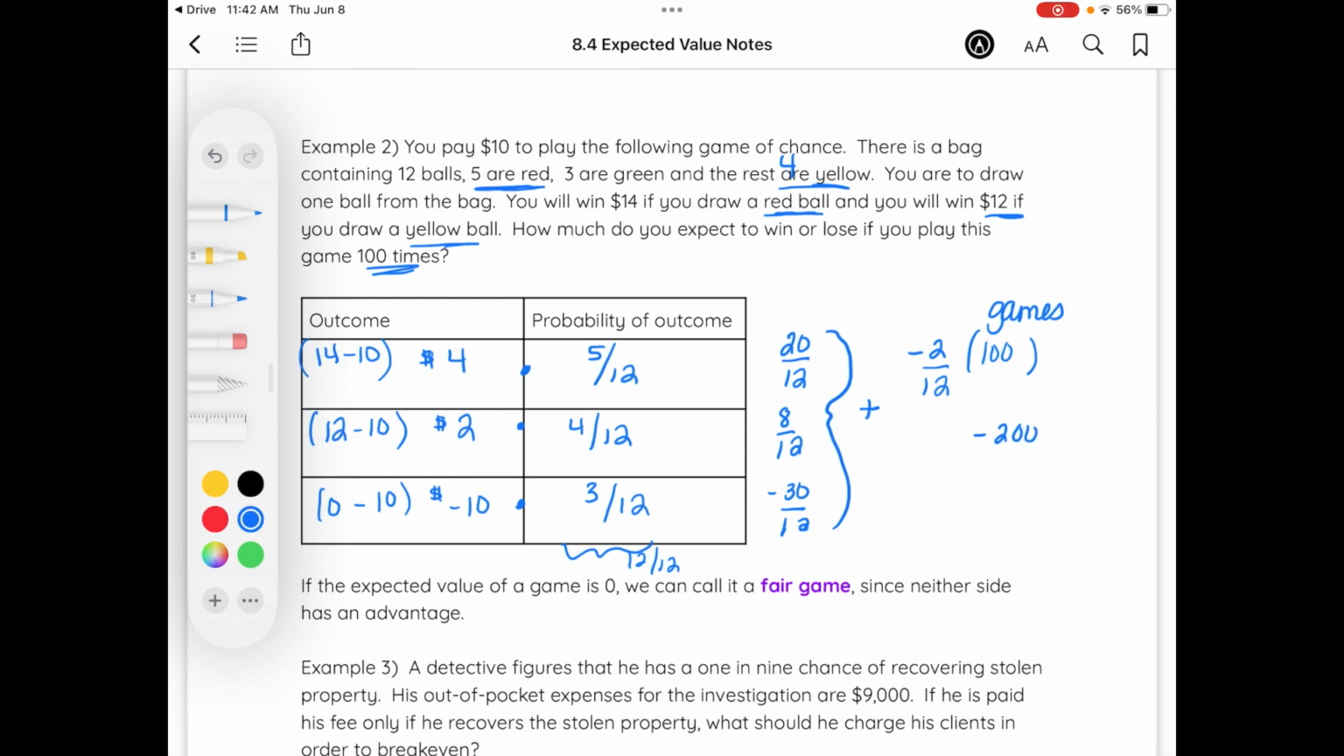Well, then we would expect negative 200 twelfths, or of course, since this is money, we want to translate this into dollars, so negative $16.67. This would not be to our advantage to play this game because we would expect to continuously lose, especially if we played over 100 times.